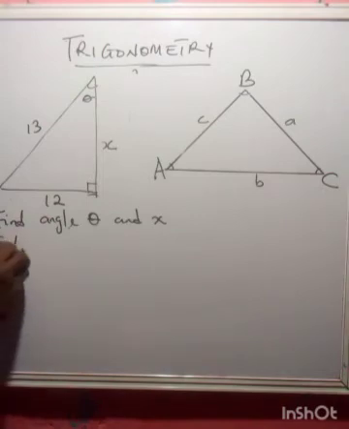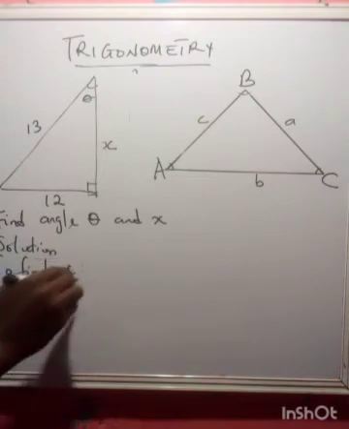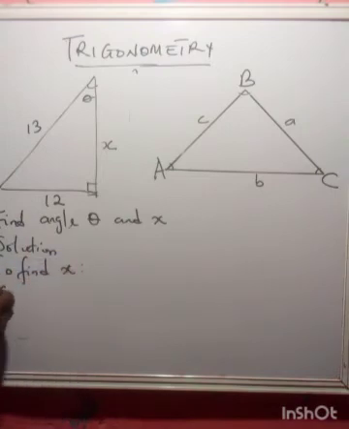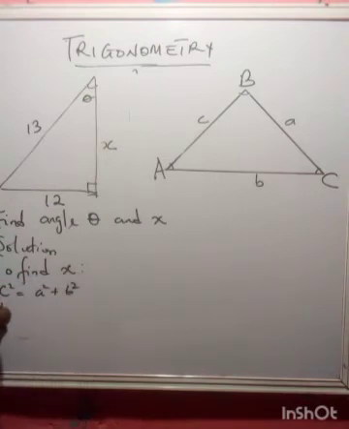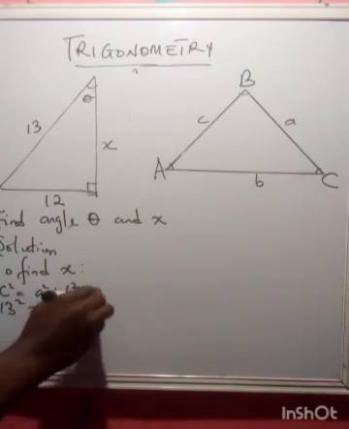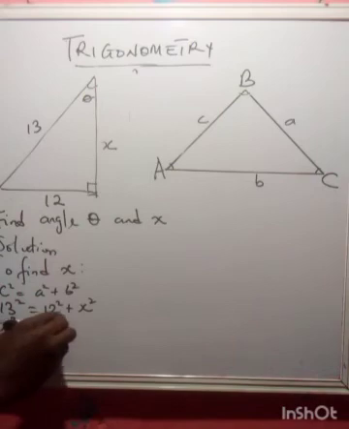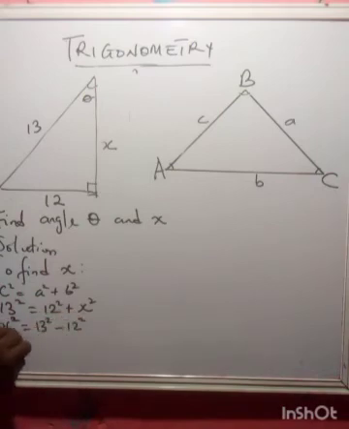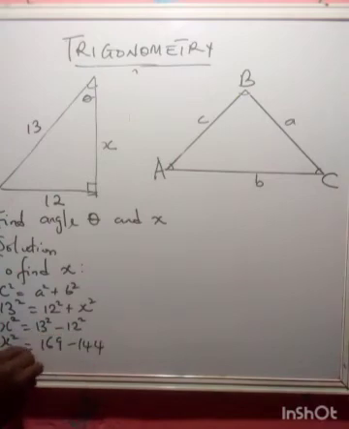Solution. To find x, remember we said c square equal to a square plus b square. In other words, 13 square is equal to 12 square plus x square. So x square is equal to 13 square minus 12 square. We have that x square equal to 169 minus 144. And that will give us x square equal to 25.